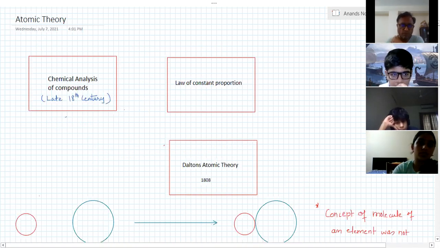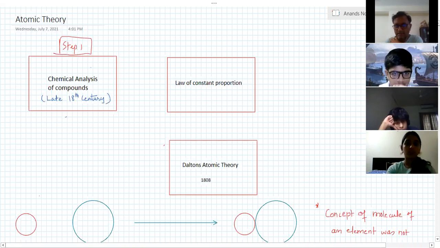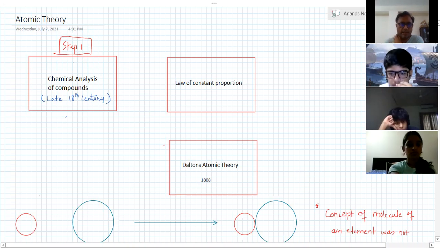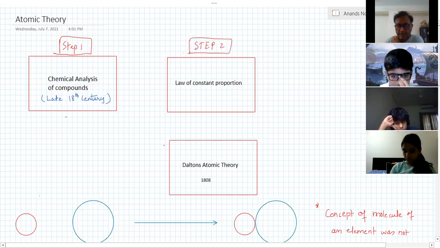Here I'm just trying to put it in blocks. We have discussed step number 1, the chemical analysis that happened, with cinnabar and hydrogen, oxygen, all that stuff. Then step 2, which is Priestley and the law of constant proportion. Then step 3, which is nothing but Dalton's atomic theory.